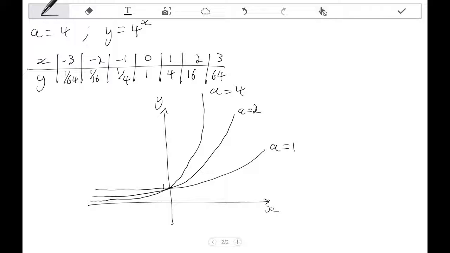What about another example? Those are all for a being greater than 1. Let's now look at what would happen if a is equal, say, a half. So a is now less than 1, but still greater than 0. So we'd have a equals a half, so y would equal a half to the power of x. Well, we're going to be able to really easily see what happens here, because we can write a half as 2 to the power of minus 1.